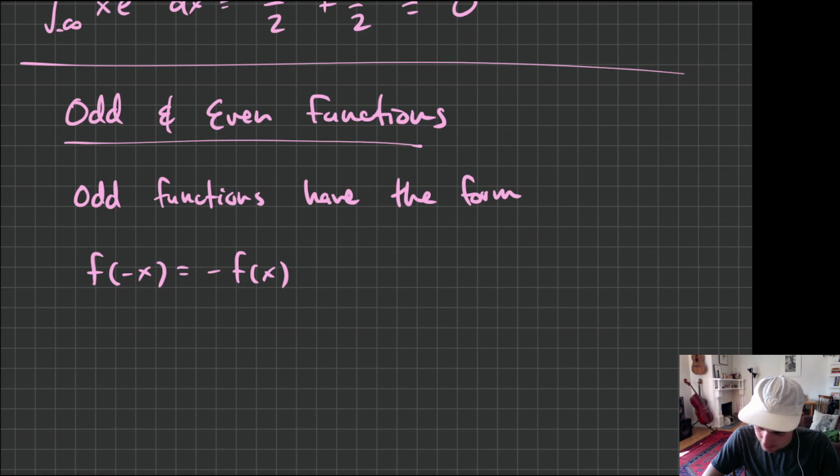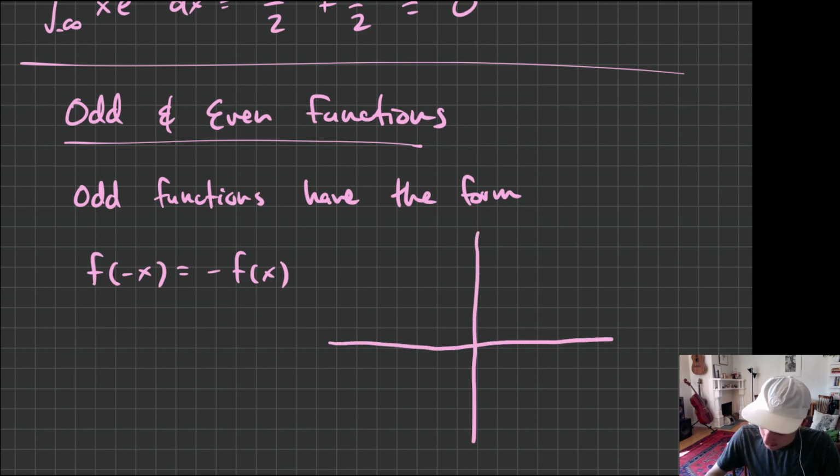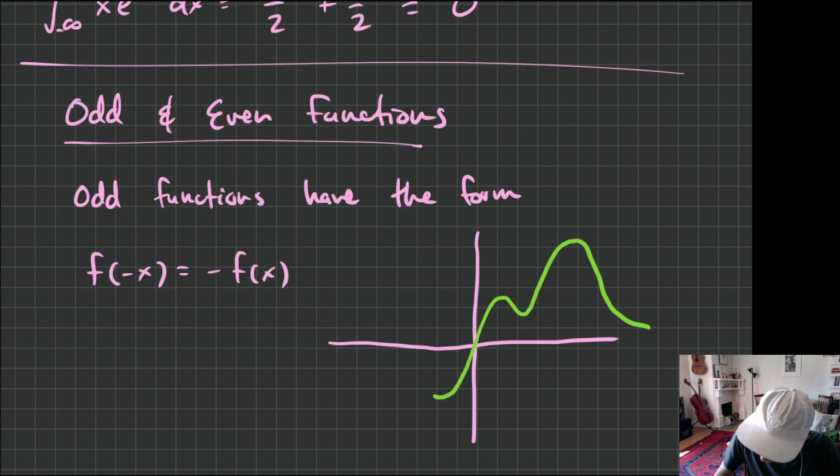That's what an odd function is. So it's a function that looks kind of like this. Let's just look at what happens on the right here. Let's say I've got something like this. Well, we're going to have the exact opposite thing happening on the other side. It's going to look something like this.